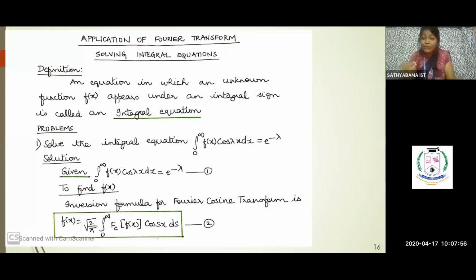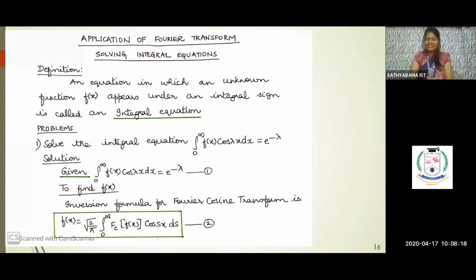And which inversion formula will I use? I have the inversion formula for Fourier sine, for Fourier transform, and for Fourier cosine. Which one should I use? I have to use the inversion formula for Fourier cosine transform. Why? Because the given integral has cos in it. Is this very clear? Yes? Can you understand why I'm taking this formula?